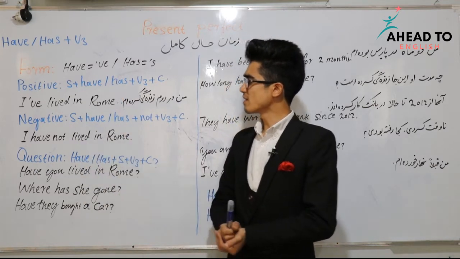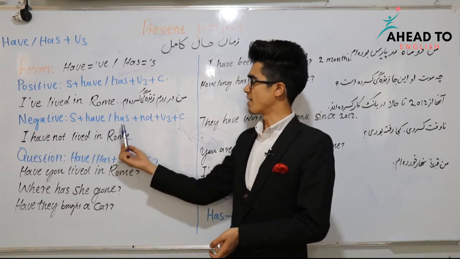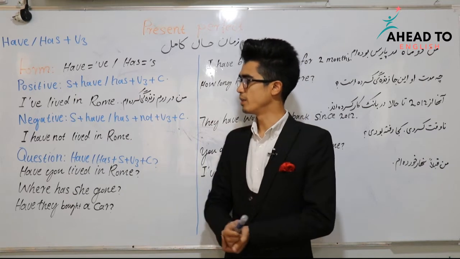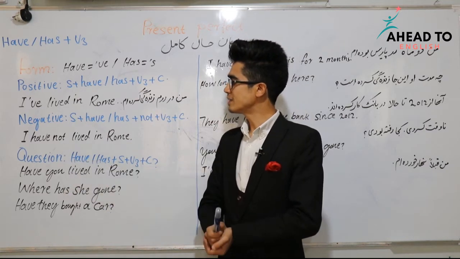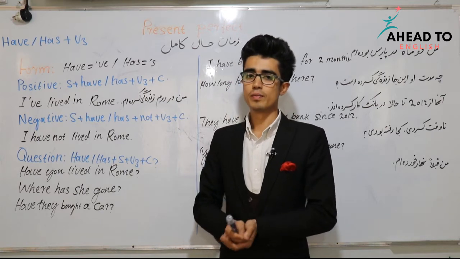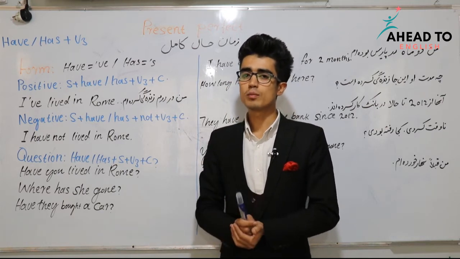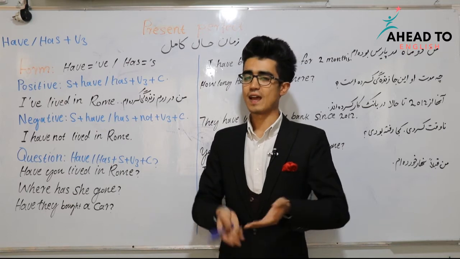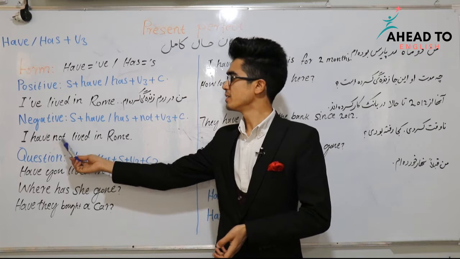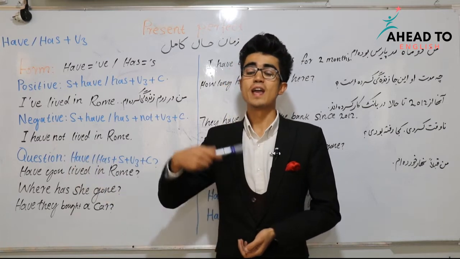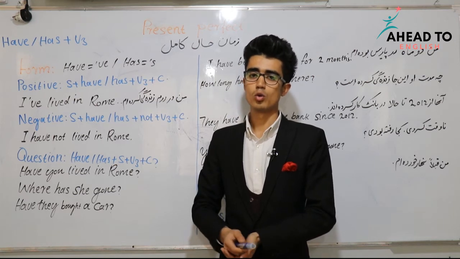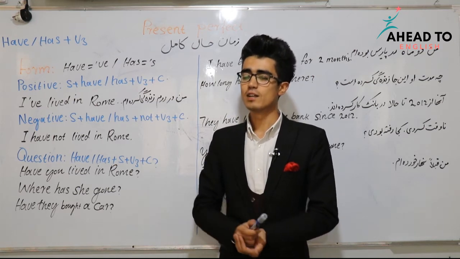Okay, for negative sentences we use subject, have/has plus not, past participle and complement. I have not lived in Rome, or I haven't lived in Rome. Haven't is the short form of have not, and hasn't is the short form of has not. I haven't lived in Rome, or she hasn't lived in Rome, he hasn't lived in Rome, or he has not lived in Rome.